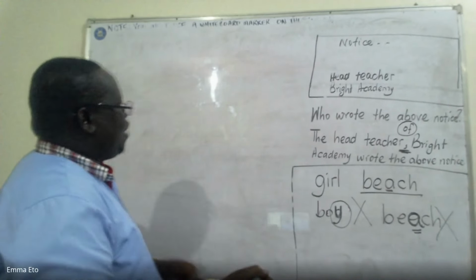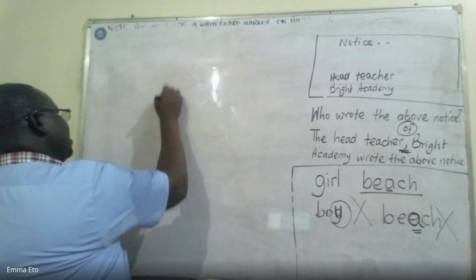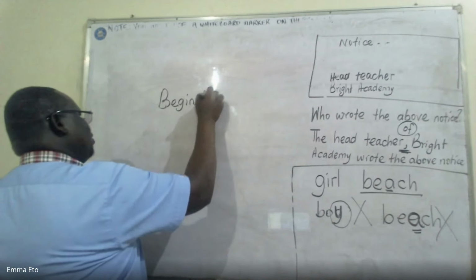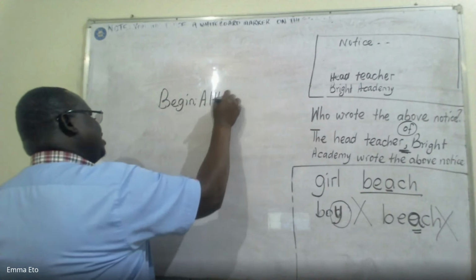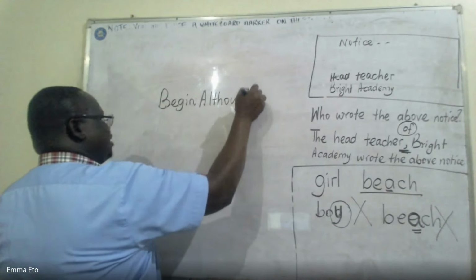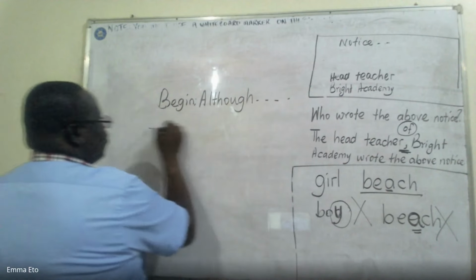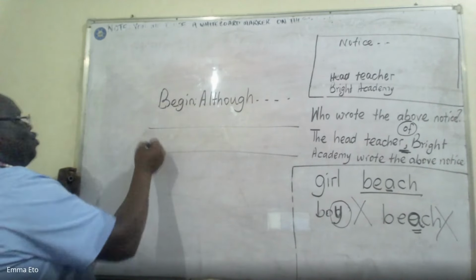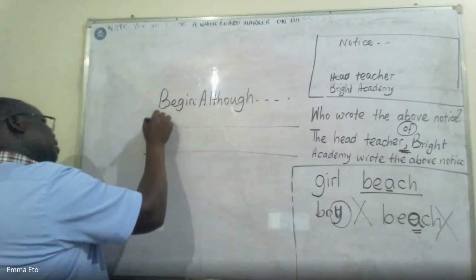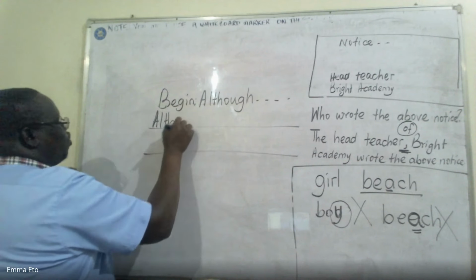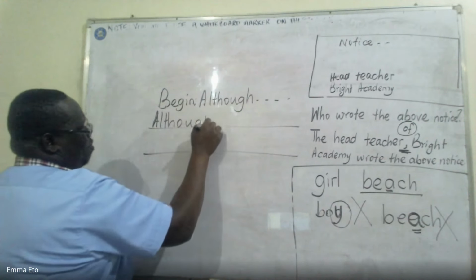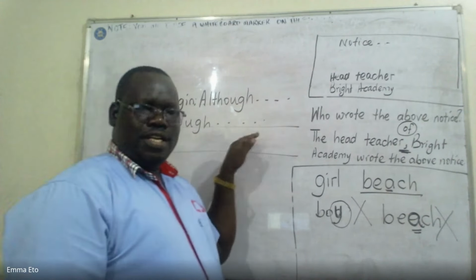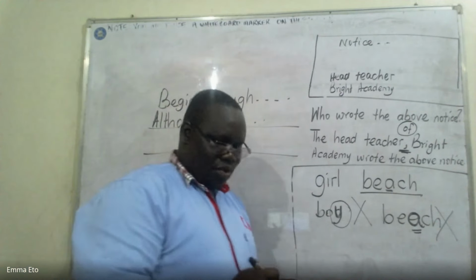For instance, they have told you begin, although. A candidate should know that is the first thing. Now you have your line here. Rewrite beginning, although. The first thing you write is although. You may have a very beautiful answer, but if you have although within the sentence, your answer will be crossed.